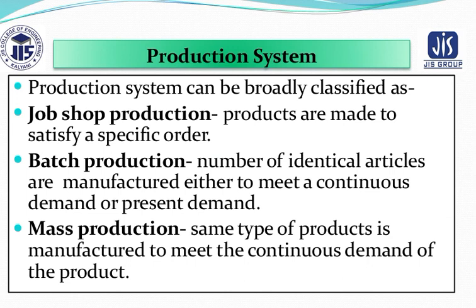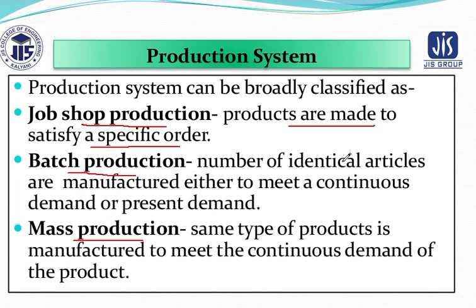So, the production system we are talking about. Basically, the production system can be classified into these three categories. One is job production, second is batch production, and third is mass production. So if I talk about job production, that means products are made to satisfy a specific order. That is termed job shop production.